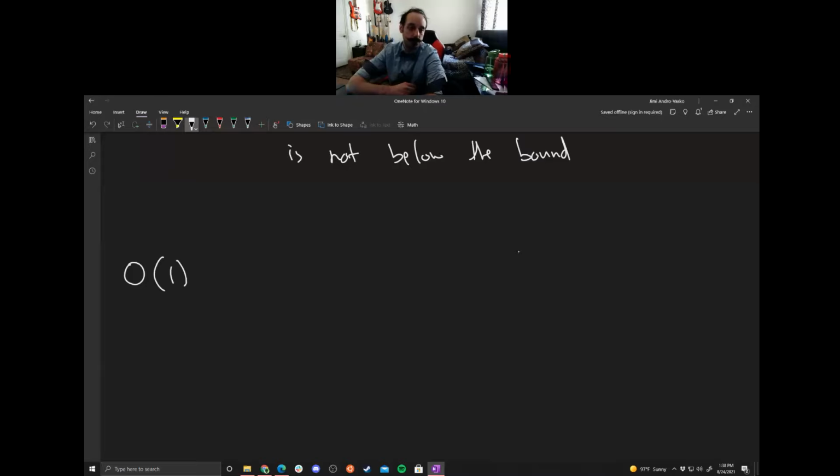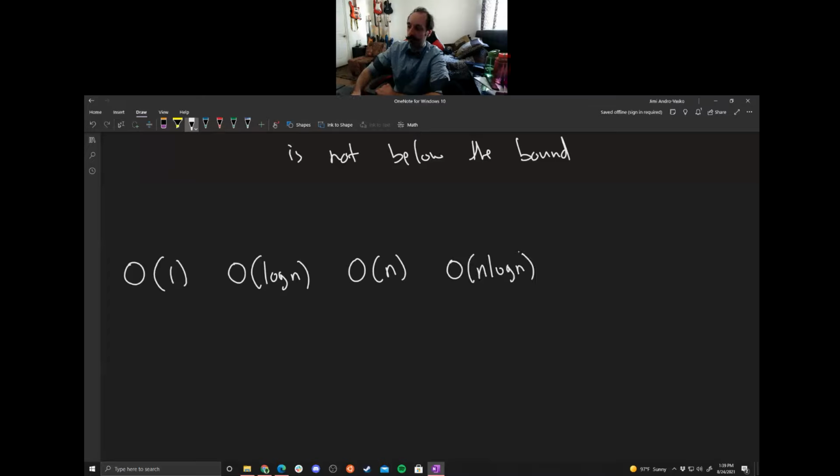So I use 1 because 1 is the simplest constant you can think of. Sometimes O of C is also used for this. Then we have O of log n. Then I'm going to list all of them out, just a couple of the more common ones. Then we have O of n. Then O of n log n, which means n times log n. O of n squared. And then something like O of 2 to the power n. So each of these is going to be an asymptotic complexity class.